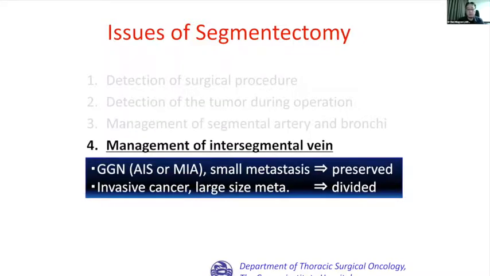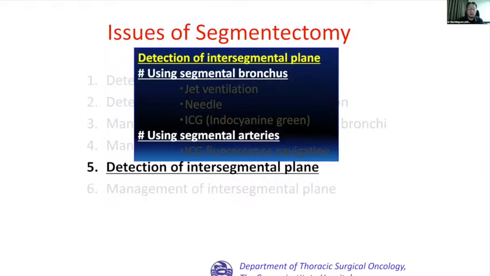And the management of the intersegmental vein is also important. In my opinion, for GGO lesions or small metastasis, I sometimes preserve the intersegmental vein to perform the anatomical segmentectomy. But for invasive cancer or large metastasis, the intersegmental vein is maybe a drainage vein of malignant cells, so I usually divide the intersegmental vein from the oncological aspect. And detection of the intersegmental plane is also important.